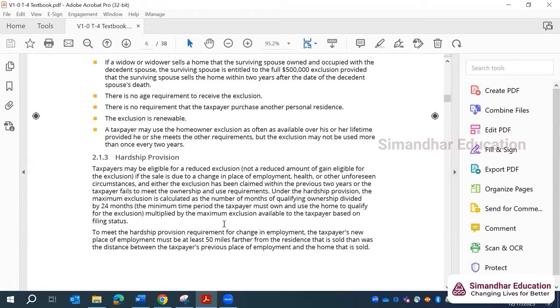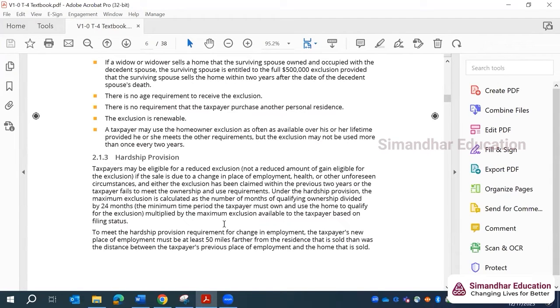What will be my exclusion amount if I prorate it by 6 months? Right? So my exclusion amount is now $62,500. Excellent, people who are responding in the chat window. Thank you so much. So now on the sale of the property, I will be able to exclude up to a gain of $62,500.